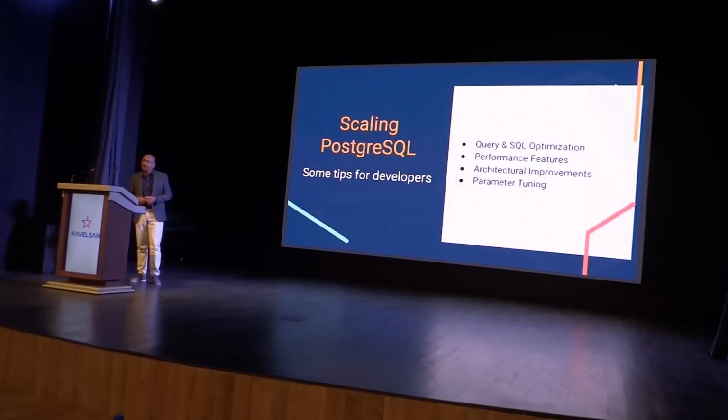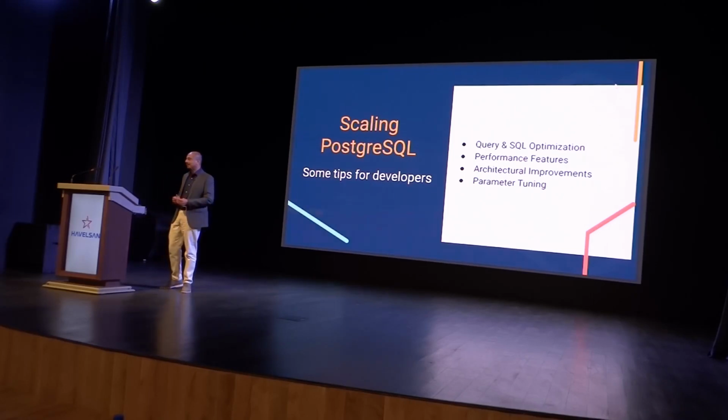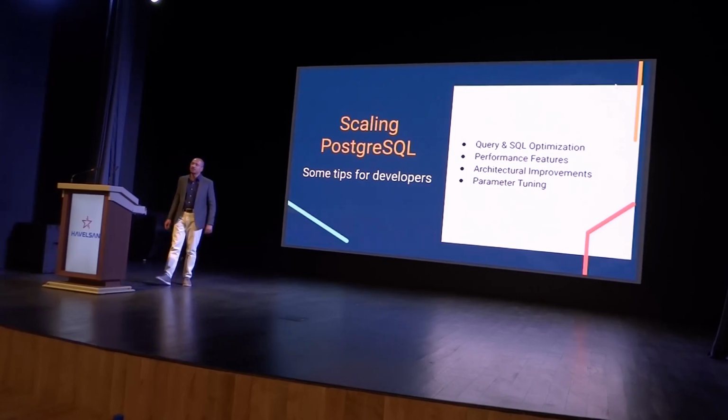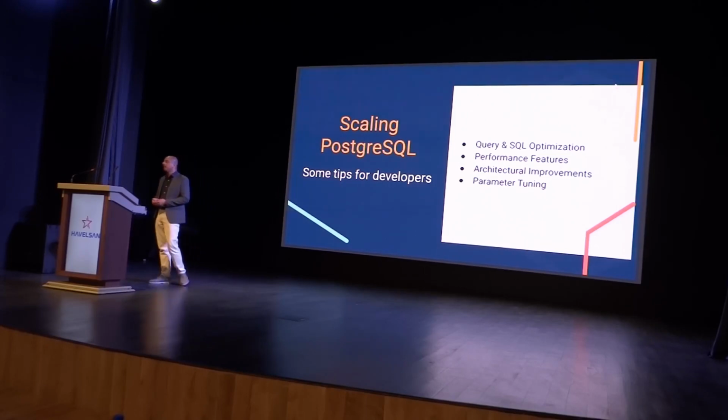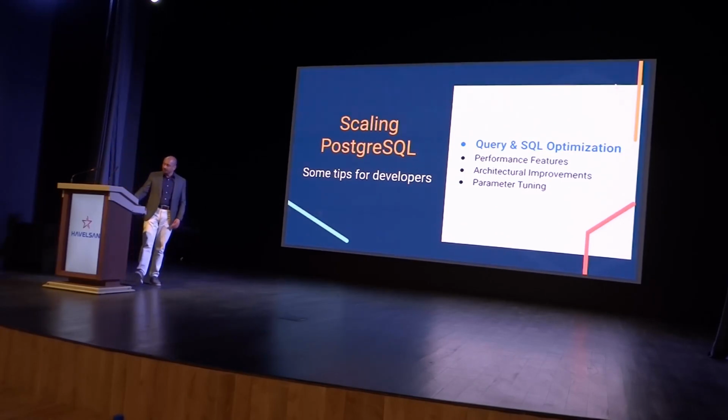Now, instead of that button, I have 4 broad areas for you today that you should look at. The first one is query and SQL optimization. Second is performance features that Postgres offers. Third is some of the architectural improvements that you can make as part of your production deployment. And the last one is parameter tuning. The first one we're going to tackle is query and SQL optimization.